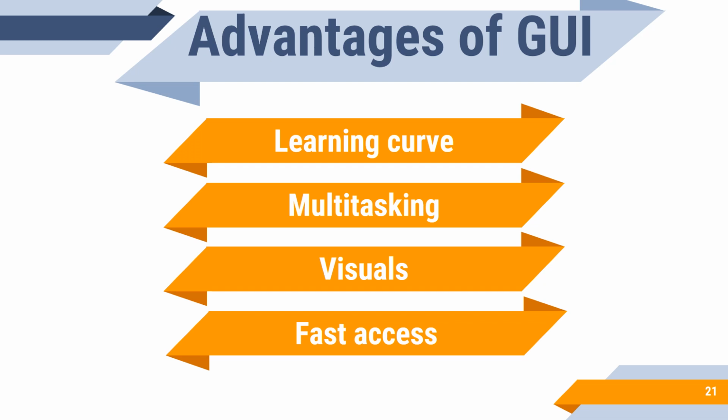Second one is multitasking. If you want to perform more than one action at the same time, we can use GUI. The third one is visuals. It provides a pleasant viewing environment to work, so the user can access it without any guidance. Fourth one is fast access. It provides immediate access to the whole screen.